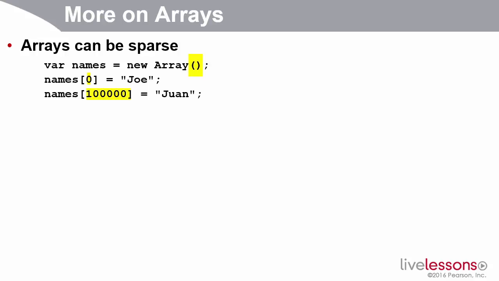And JavaScript does not make an entry 1, an entry 2, an entry 3, an entry 999,999, and so forth, and then an entry 100,000. It only has 2 entries. So it's not a long series of contiguous boxes like in most languages. It's more like a hash map. And a hash map means a value that corresponds to a key. So I have a key 0. At entry 0, you have Joe, and entry 100,000, you have Juan.